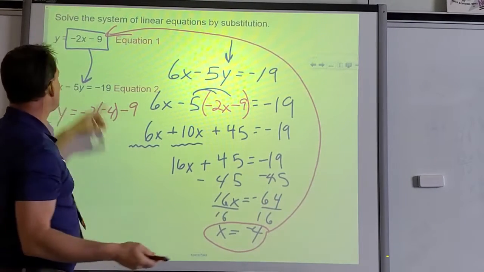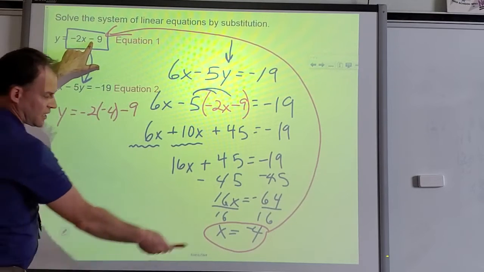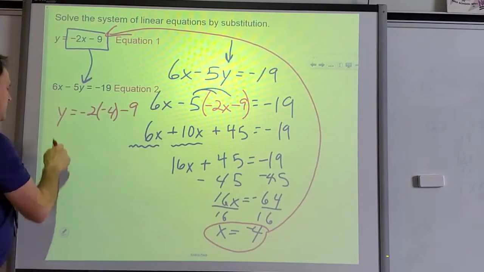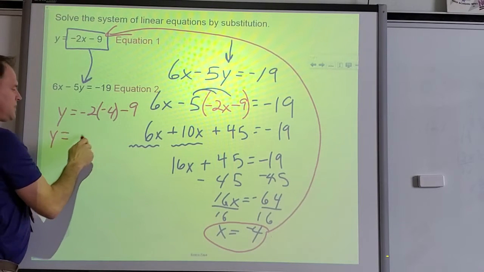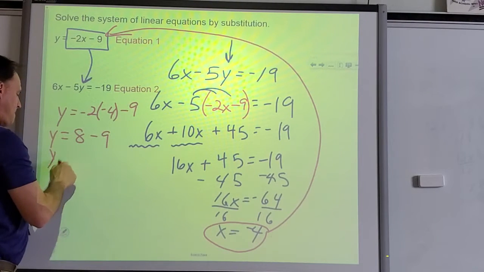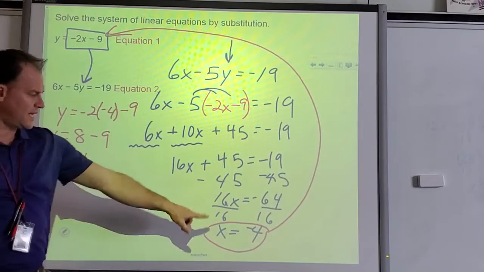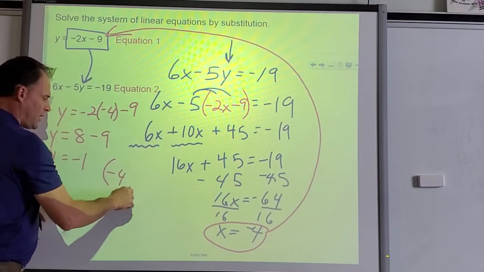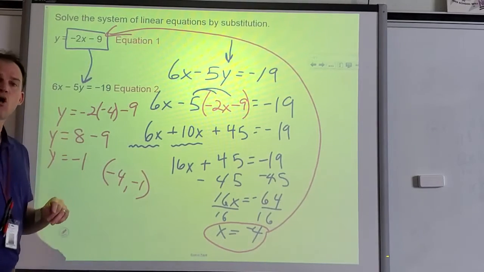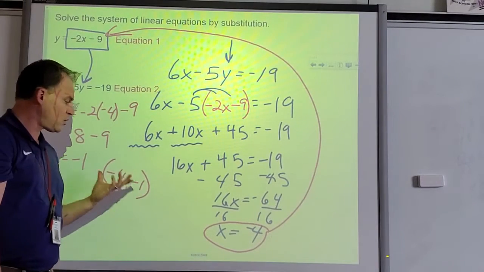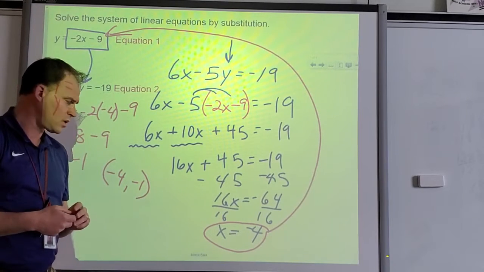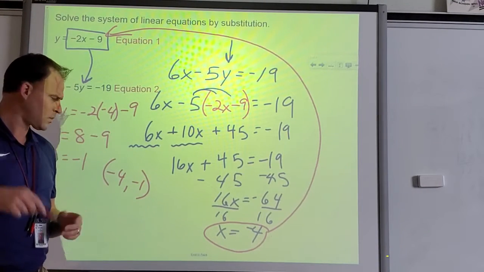Again, it's substitution. It is negative 2x minus 9. I know x is negative 4, so I substitute right there. Negative times negative is positive 8. So the x is negative 4, the y is negative 1. We write our answer as a coordinate. This is where these two lines would cross if we would draw this graph. Any question? All right.